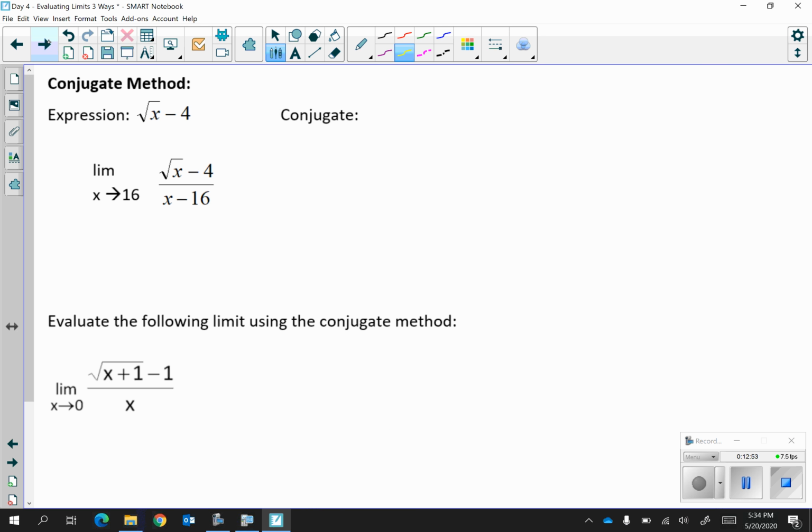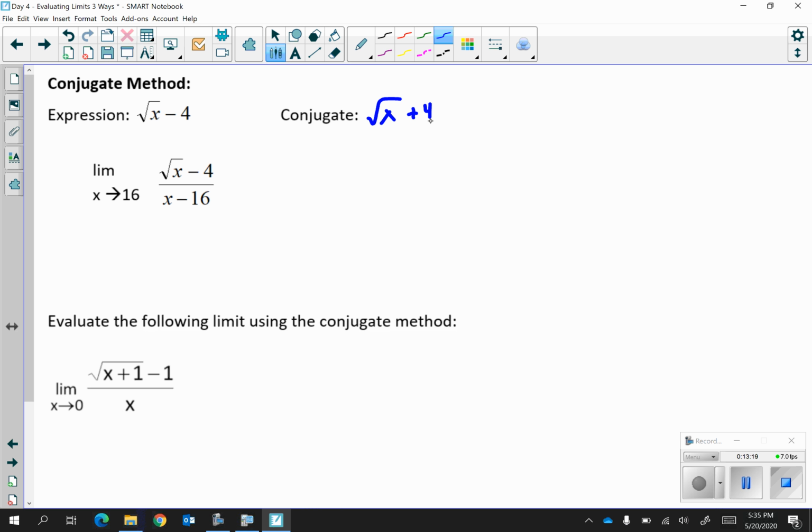Let's go on to the last method in this video. So we have the conjugate method. Now, hopefully we remember what a conjugate is. So if you have the square root of x minus 4, the conjugate is going to be the square root of x plus 4, right? All you're doing is changing the sign in the middle.